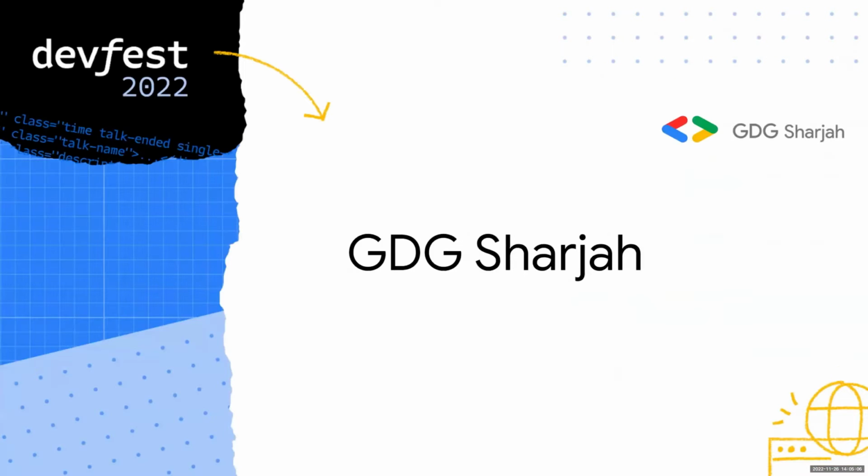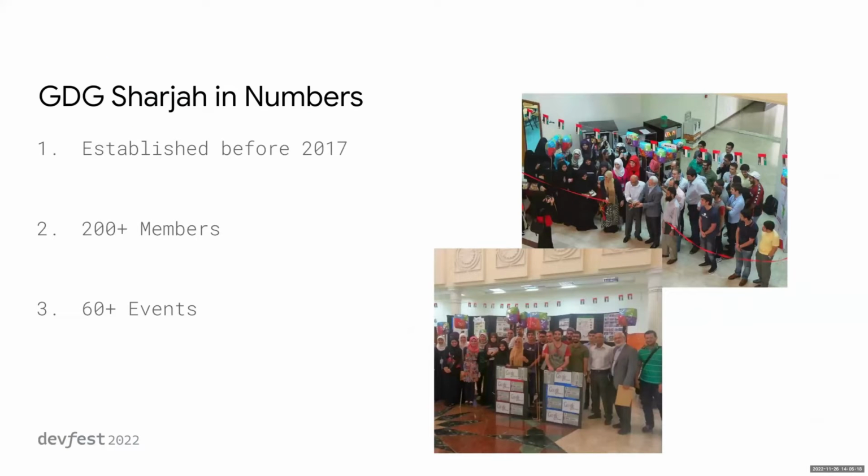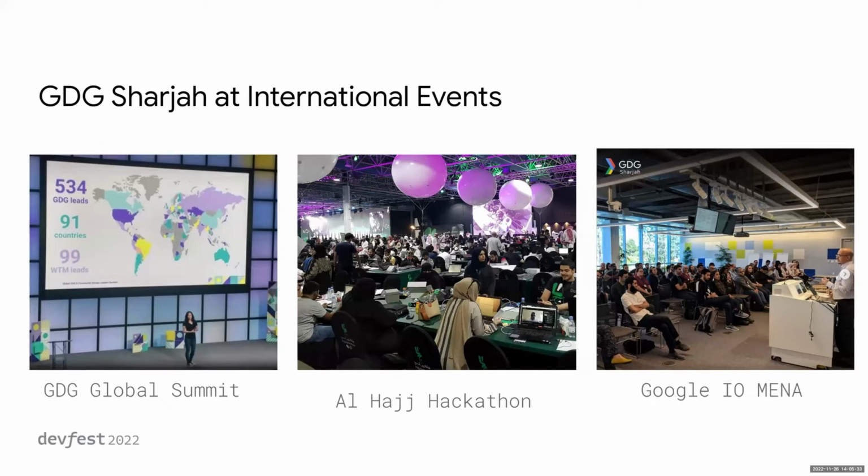So we're going to start off with the GDG chapter, the main GDG in Sharjah. It has been established since 2017 in the University of Sharjah. It has more than 200 members, not only from Sharjah, but also across UAE. And this chapter has hosted more than 60 events. Some of the international events that GDG has been part of are GDG Global Summit, which happens in the US, Al-Hajj hackathon that happened in Saudi Arabia, and also Google I/O MENA, which is in Dubai.